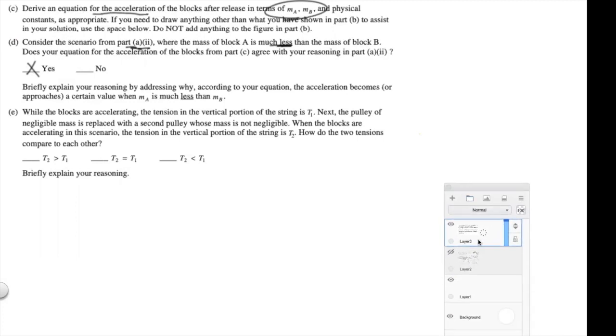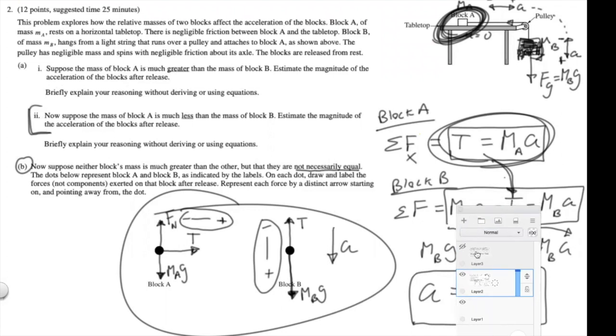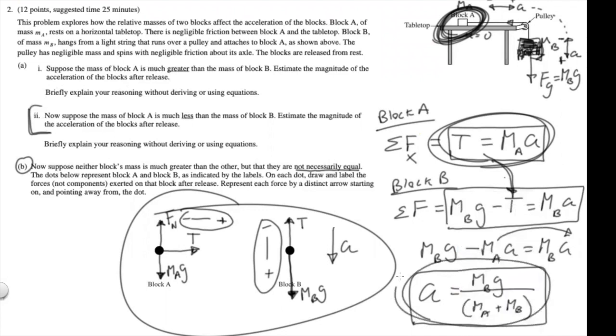So let's go back again. The question here was this one, so we're talking about this one right here. Basically it's asking whether this equation agrees with what we said here. If the mass of block A is much, much less than block B, that was where the acceleration was really big, right? This is where we had a really big acceleration.